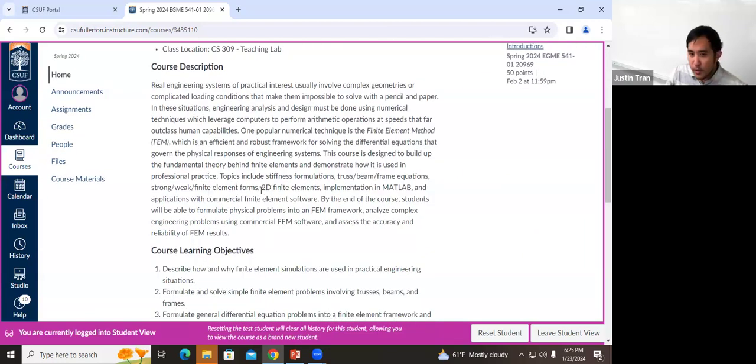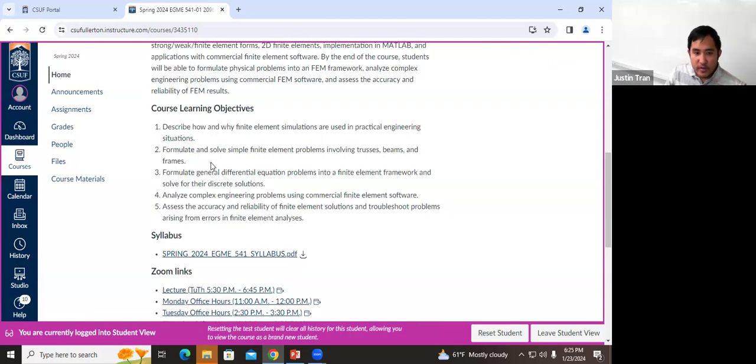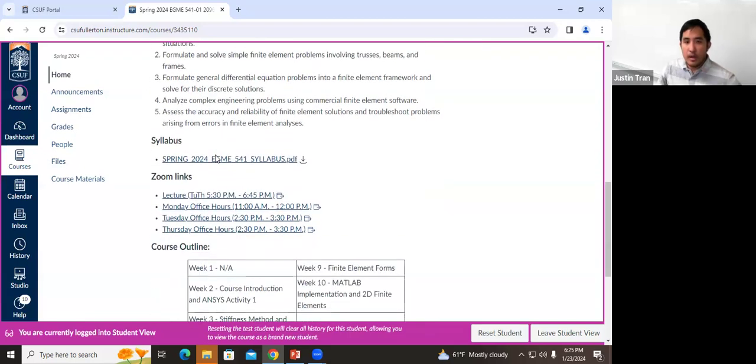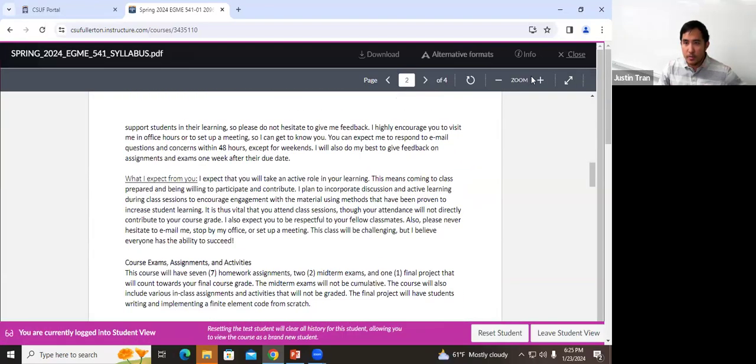All right, next we have a description of the course, which you don't need to read because you just heard me talk for the last hour. Here are the learning objectives. Okay, you scroll down a bit. Here is the syllabus. If you want to see everything that we talked about today, it's here in the syllabus.